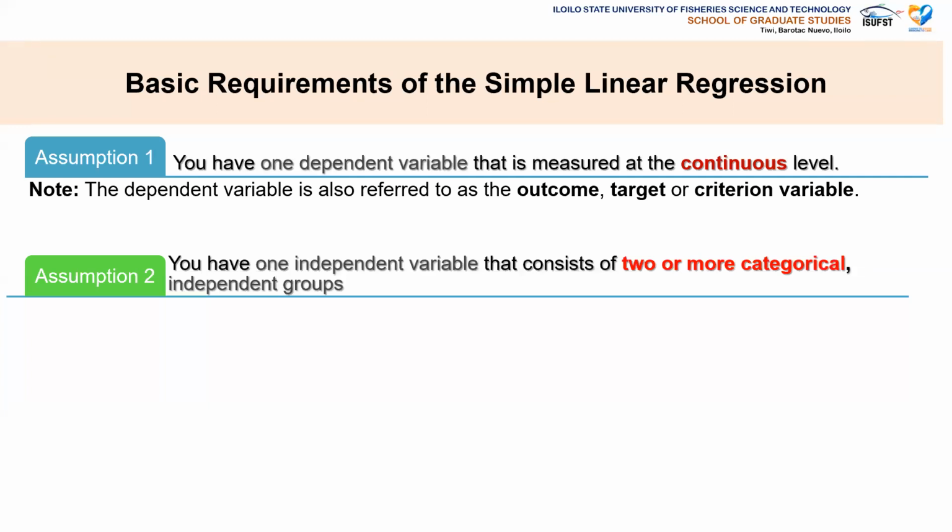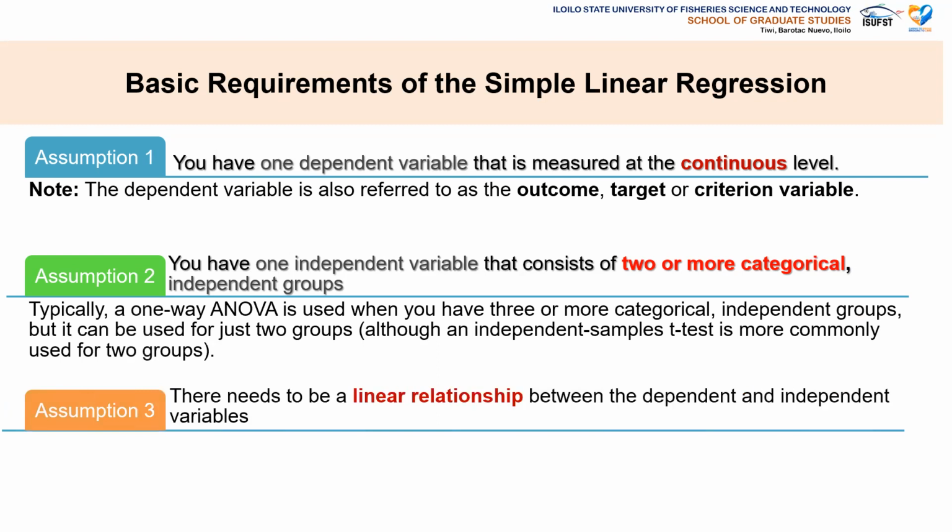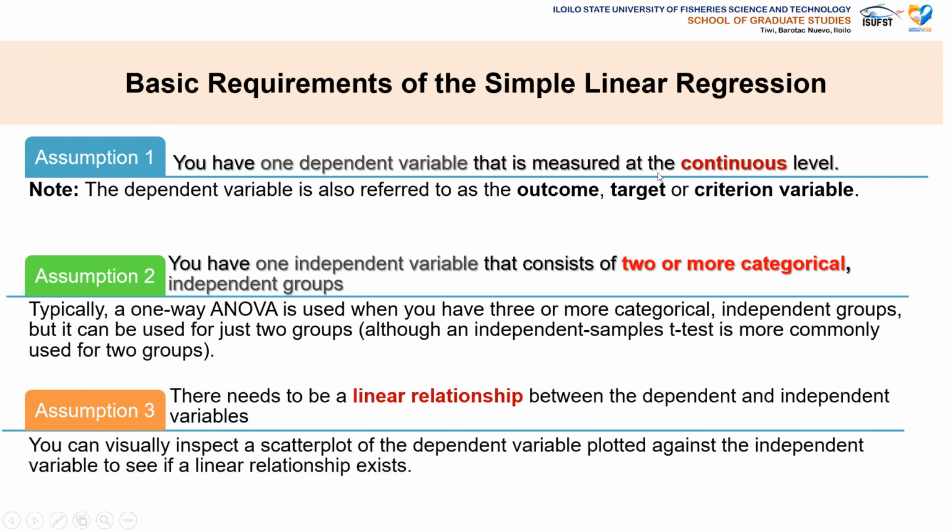So pwede na ang predictor variable, your independent variable could be this one, no? Sorry. This is one way ANOVA. Give me a second.